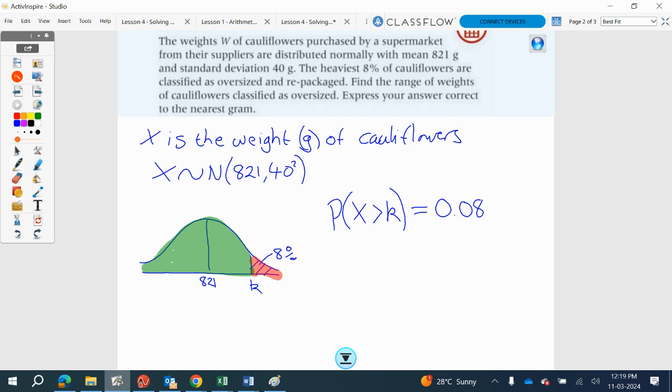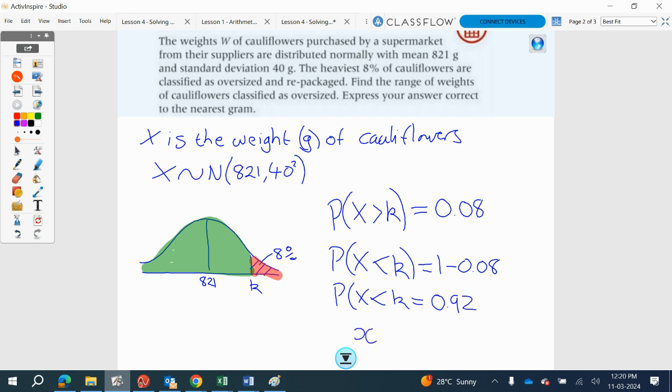Why is that true though? Because it's all equal to 1. The whole area adds up to 1. The whole area adds up to 100%. So we want the complementary probability. So the probability that x is less than k is equal to 1 minus 0.08, which is 0.92. Okay, so k equals, we just put this into the calculator.